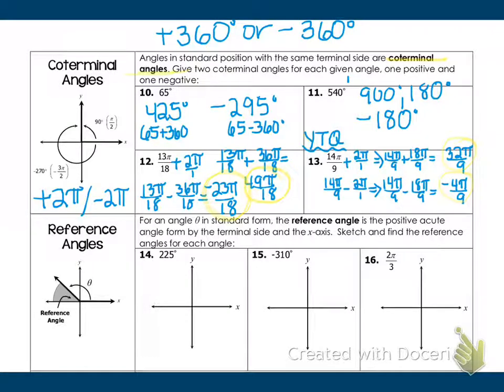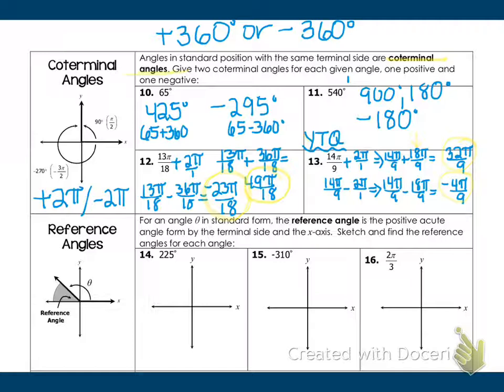Okay, thanks for giving those a try. So when I added 2 pi, I had to get a common denominator for 2 pi, and so when I wrote that with a denominator that is the same as the 14 pi over 9, I got 18 pi over 9 right here. And so then I added that and I subtracted that from 14 pi over 9, leaving me with 32 pi over 9 and negative 4 pi over 9.